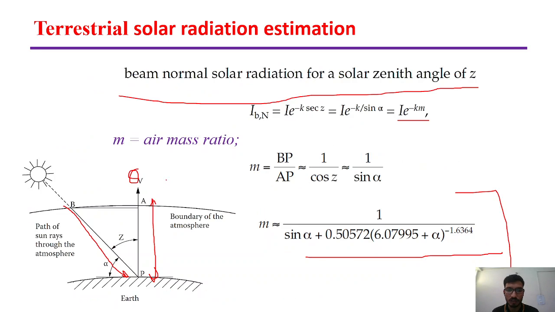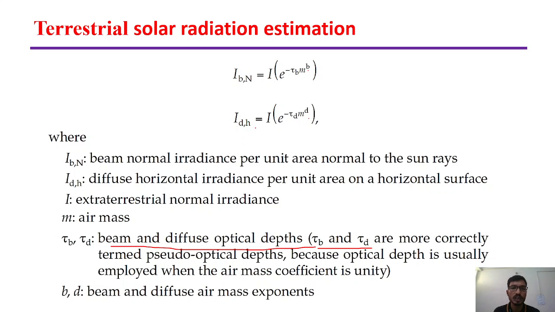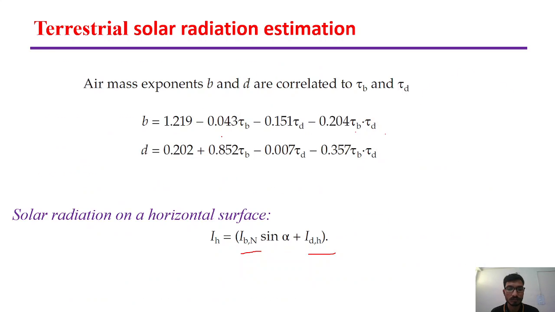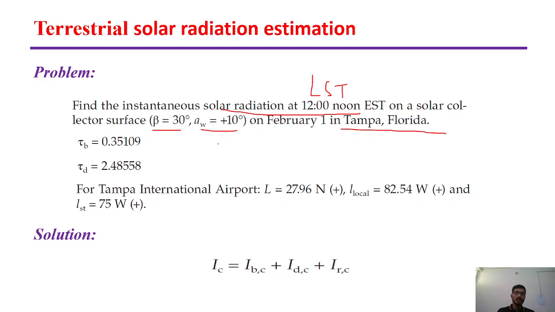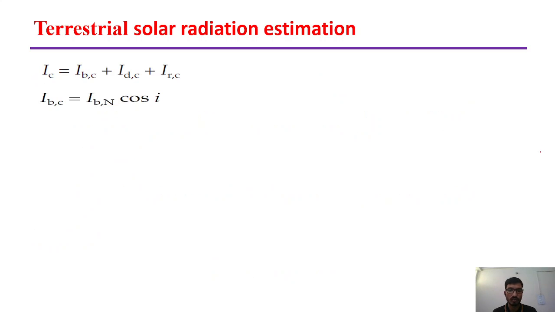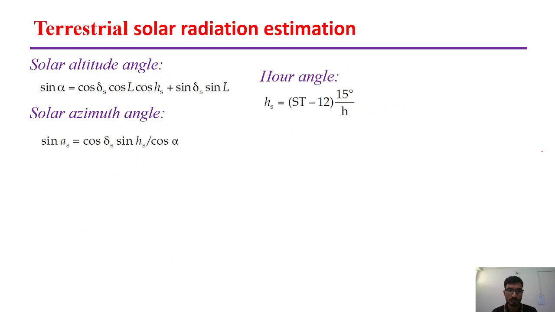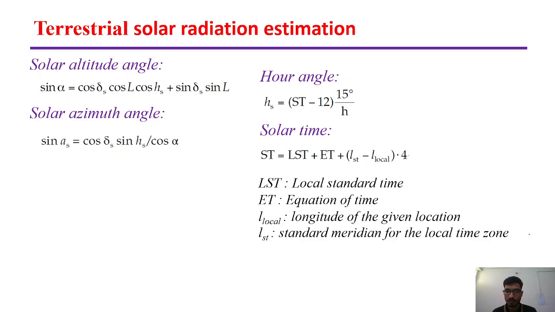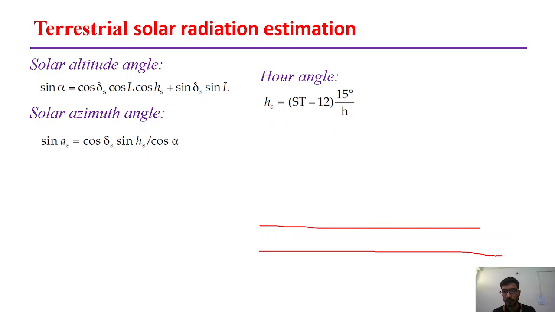Tau d and tau b, I will show you here. The values of tau b and tau d will be used to calculate the beam normal irradiance and diffuse horizontal irradiance. Another is the latitude, given as 27.96, L local is given as 82.54, and LST is 75. L local is the longitude of the given location, which we will discuss in detail later, and LST is the standard meridian for the local time zone.